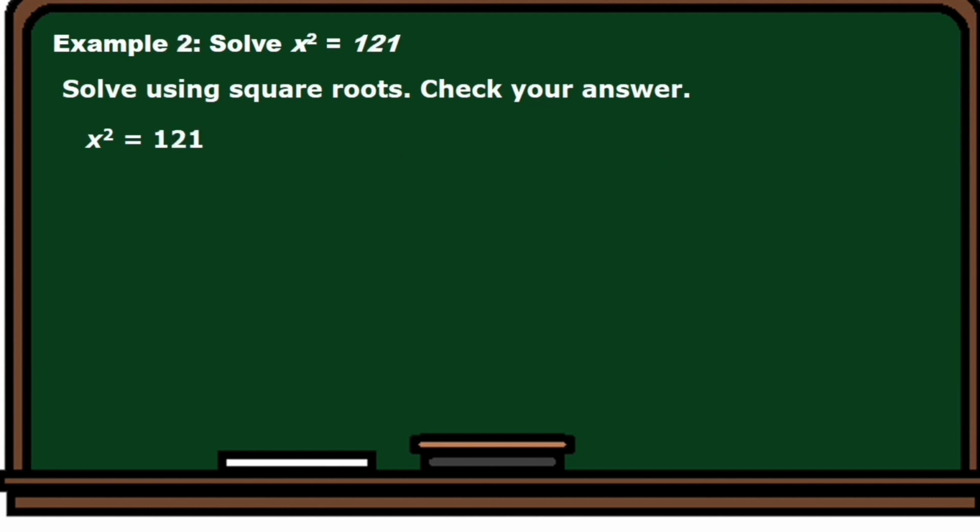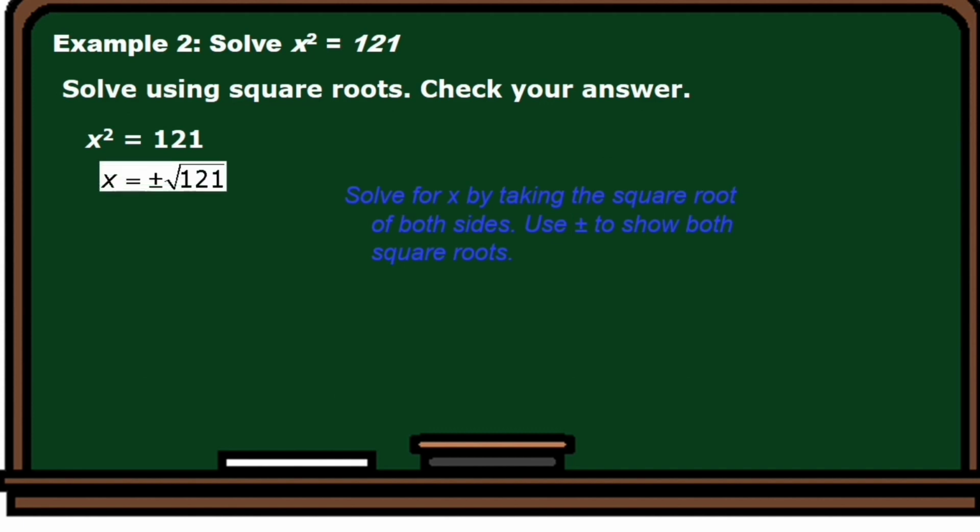Example 2. Solve x squared is equal to 121. Solve using square roots. Check your answer. x squared is equal to 121. Solve for x by taking the square root of both sides. Use plus or minus to show both square roots. And we will get x is equal to plus or minus square root of 121. Simplify it further and x is equal to plus or minus 11. The solutions are 11 and negative 11.